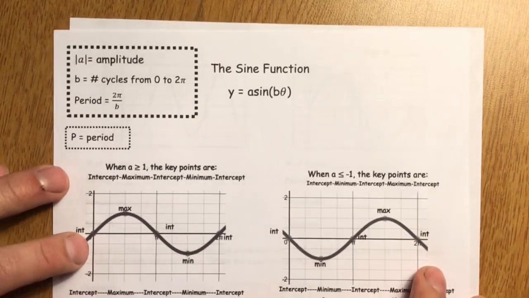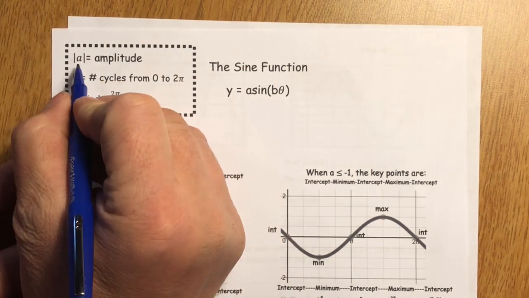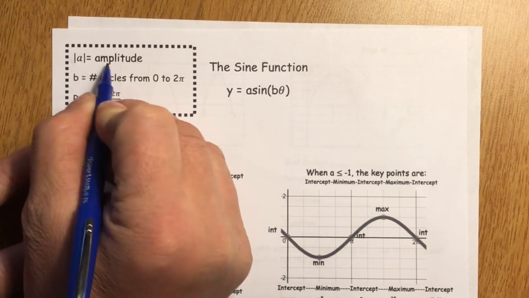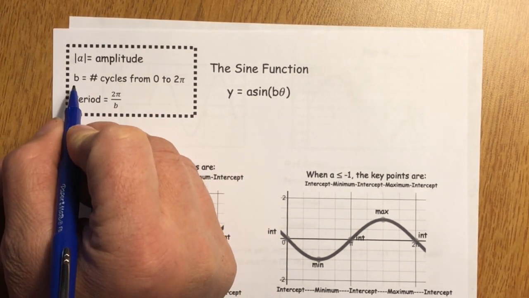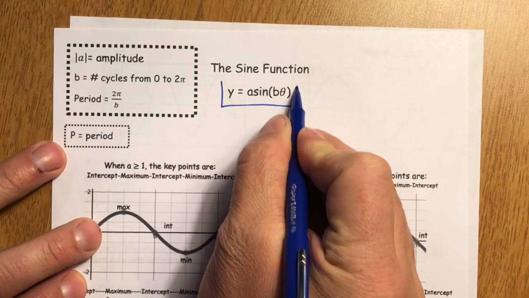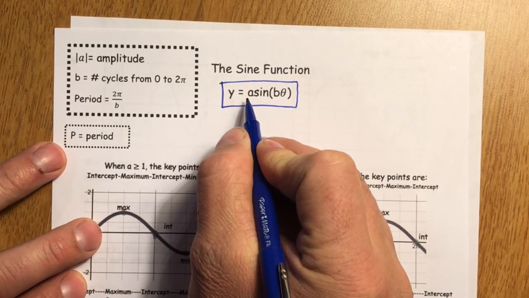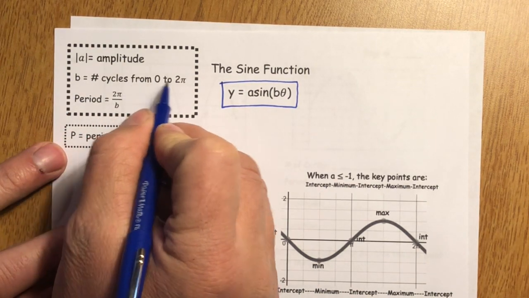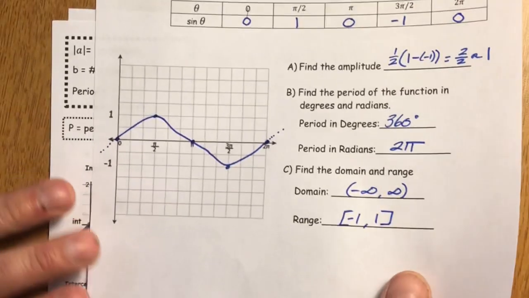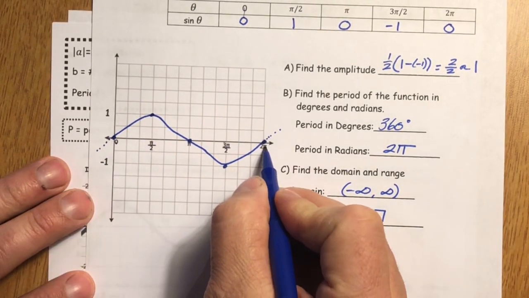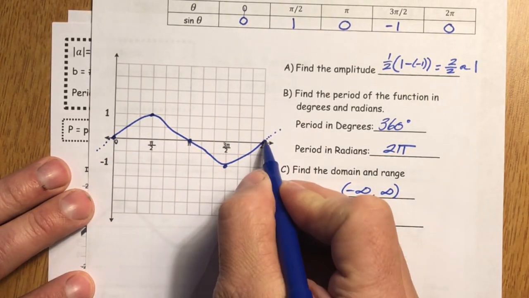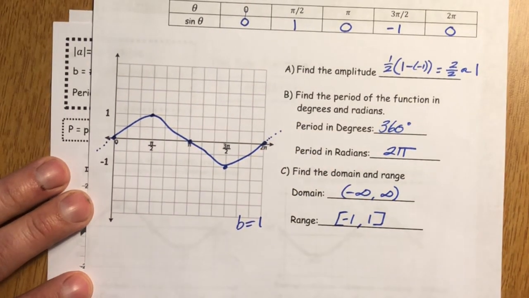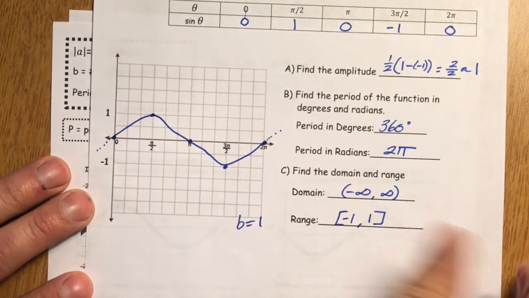All right, okay, page 2. Up in this box, you guys, we have just some variables here. So the absolute value of A is your amplitude. Okay, B, we're looking right here. In this equation, A is going to be your amplitude. B is the number of cycles from 0 to 2 pi. So if we went back to this one, from 0 to 2 pi, we would only have one cycle. So in that example, your B value would be 1, okay? Because we have just one cycle from 0 to 2 pi.